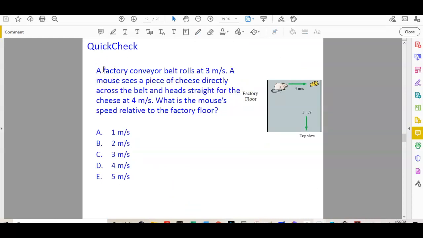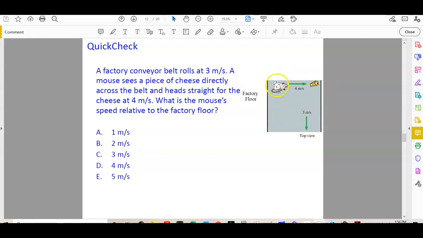You have a factory conveyor belt that is rolling down at 3 meters per second, and you have a piece of cheese that is directly in front of a mouse, and the mouse is moving straight at the cheese. Now, the mouse and the cheese are both on this factory conveyor belt, okay? This conveyor belt.